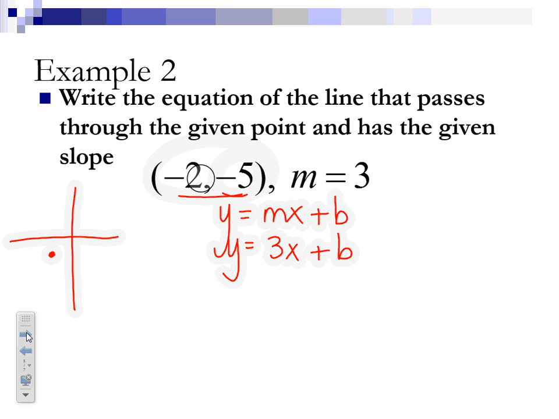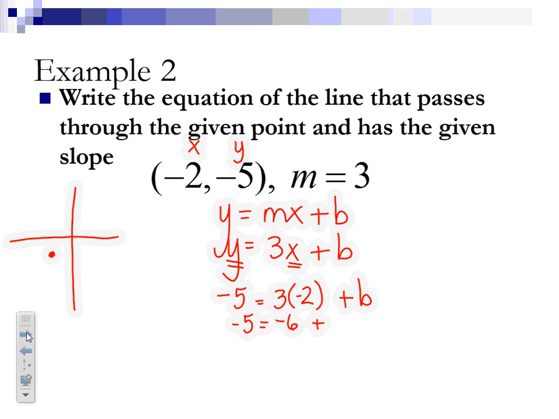So what do we do with that random point? Well, remember, the random point has an x-coordinate and a y-coordinate. We can use that to allow us to solve for b. In my formula, I have a y and I have an x. I can plug those numbers in there and that will allow me to solve for the b. So y was -5. The x is -2. And I'm just going to allow the b to hang out right there while I figure out my equation. 3 times -2 is -6 plus b. And I'm going to solve for the b now. I'm going to add 6 to the other side here.